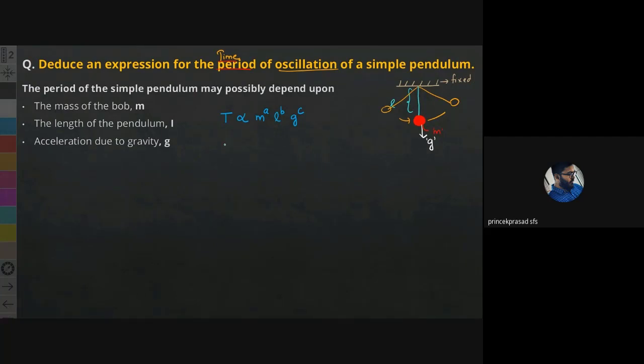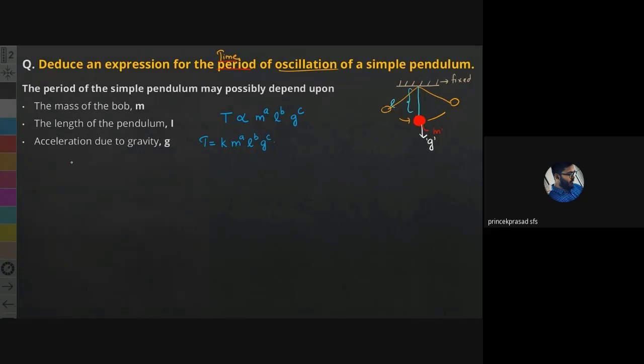Now remove this proportionality sign. What can I write? If I remove the proportionality sign, I can write T is equal to K, a dimensionless constant, times M raised to a, L raised to b, g raised to c. Now apply principle of homogeneity.